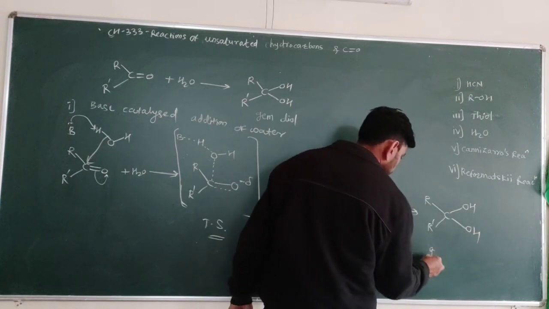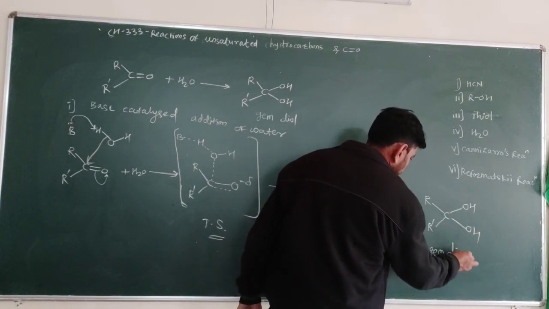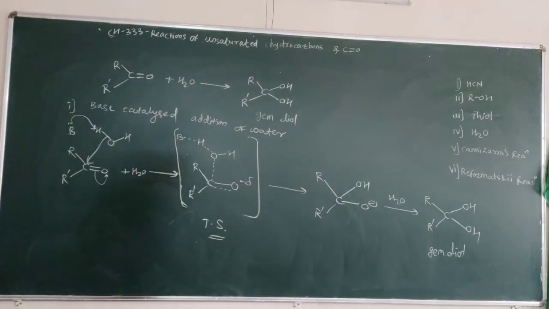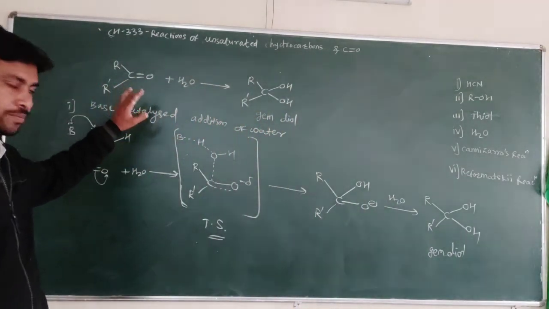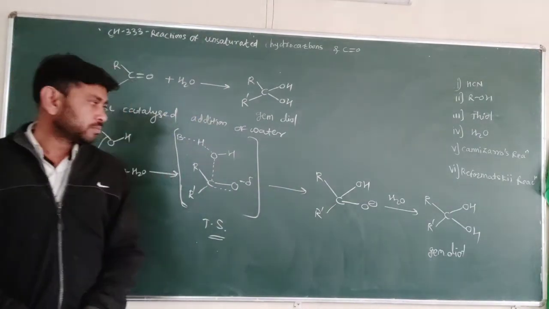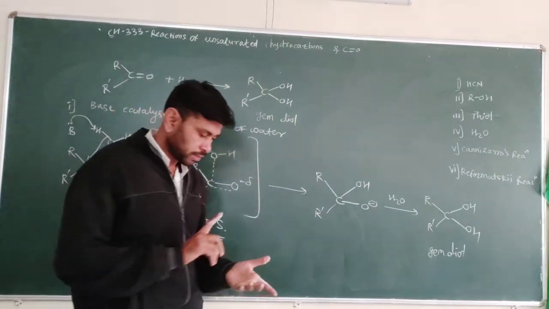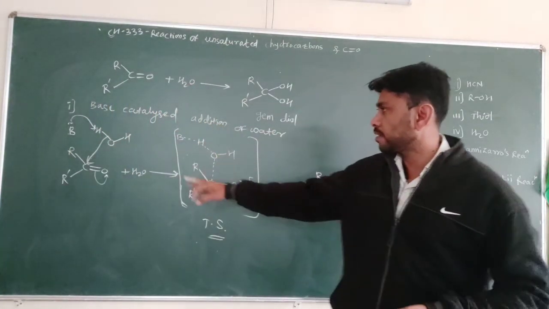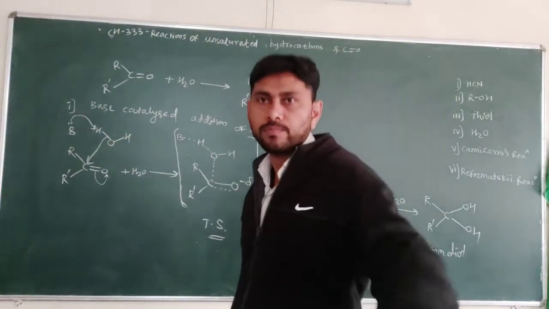So this, when treated with water, gives R C R dash OH and OH. So this is gem diol formation in basic medium. This is the base catalyzed reaction. So there are two types of reactions: in two media, the formation of gem diol is possible, first acidic medium and second basic medium. Here is the basic medium, where base is present.